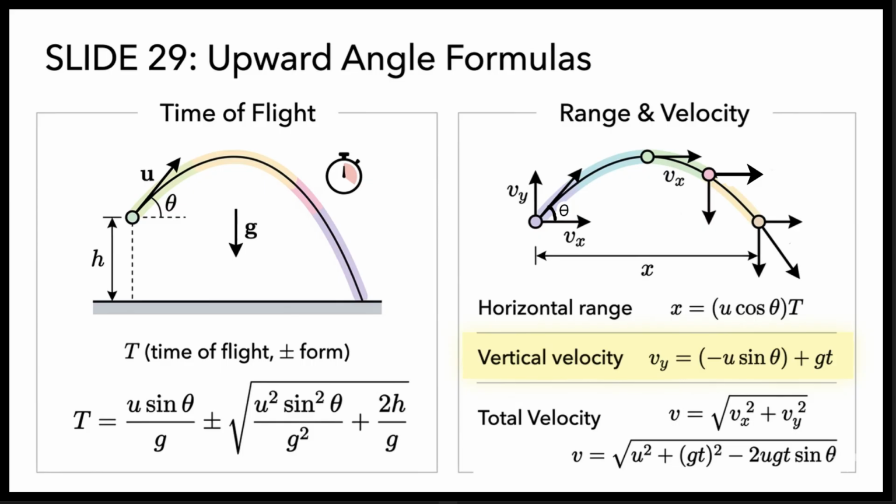Vertical velocity at time t is the y component of velocity equals negative u sine theta plus g times t. It starts negative because initial vertical velocity was upward, then reverses sign as gravity acts. Total velocity magnitude is the square root of u squared plus g squared t squared minus 2ugt sine theta. The negative cross term reflects the opposition between upward launch and downward gravity.